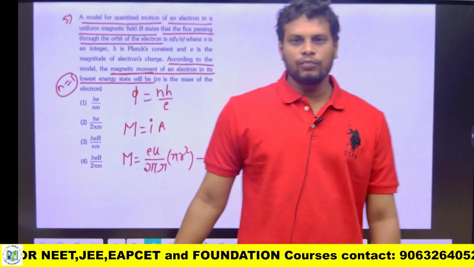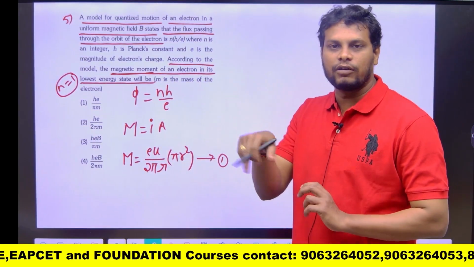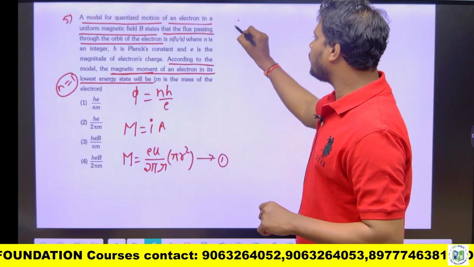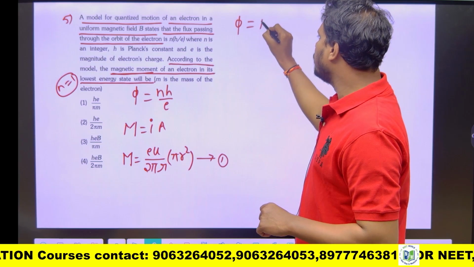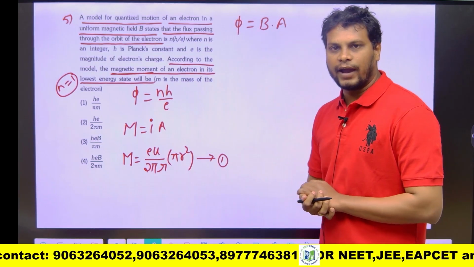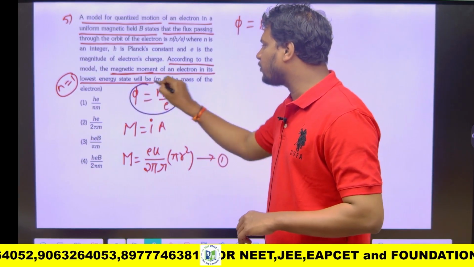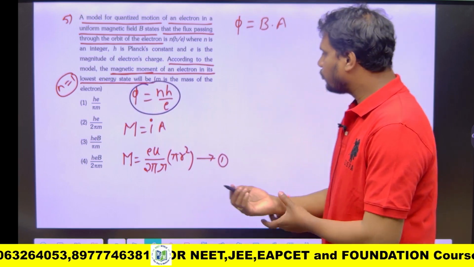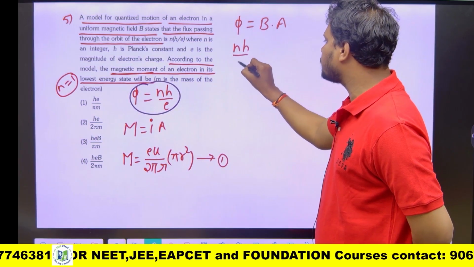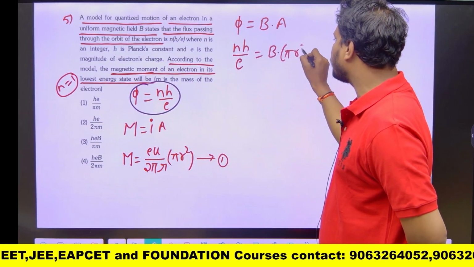They have given one more thing in the question. What is that? They have given the magnetic flux linked with this revolving electron, or that loop. We have the formula for magnetic flux: magnetic field into area. So magnetic flux is equal to magnetic field into area. But they have given the magnetic flux value as NH by E. So we can write NH by E is equal to B into A, which can be taken as pi r square.